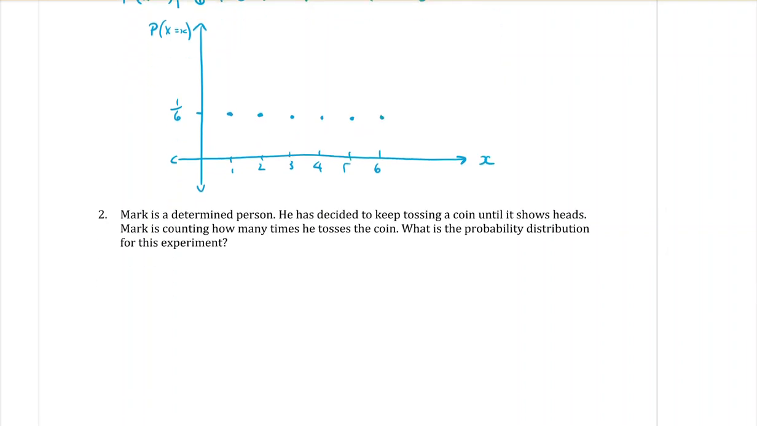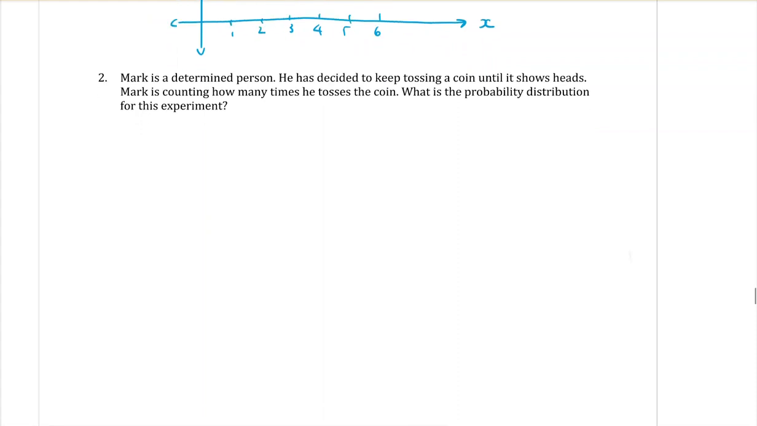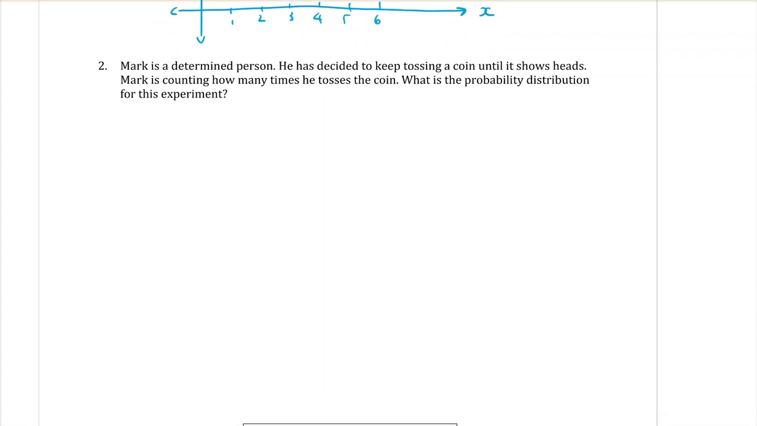Mark is a determined person. He has decided to keep tossing a coin until it shows heads. Mark is counting how many times he tosses the coin. What is the probability distribution for this experiment? So that's the table, okay? We want to fill in one of those tables for this experiment. The trouble is, we don't know how many tosses of the coin he's going to have to do.